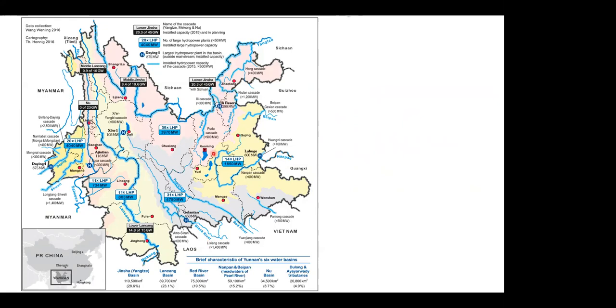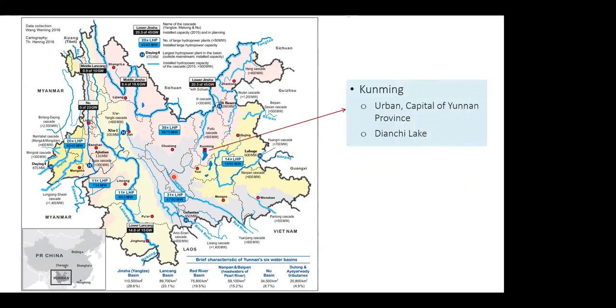I want to direct your attention to Kunming, which is the capital of the province, the urban area with a major lake called Dianchi Lake. It's the province's largest freshwater lake, at high elevation, and used to be a very clean and nice environment. A lot of luxury houses were built around it.